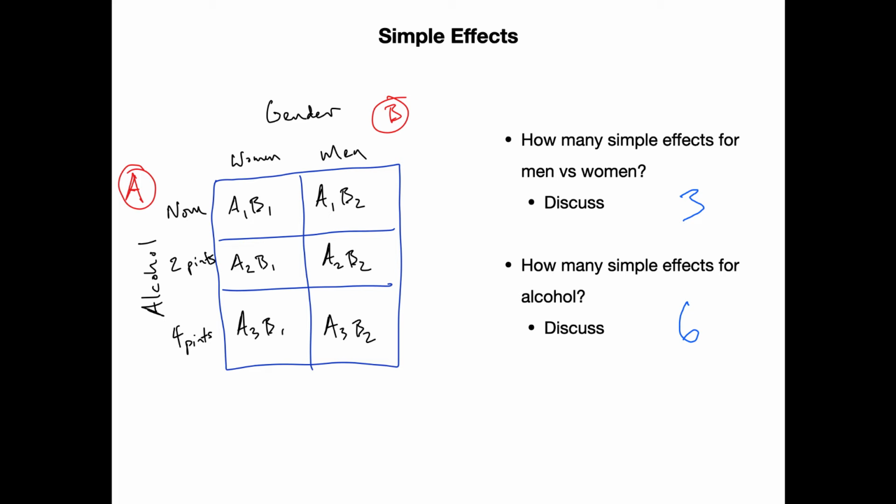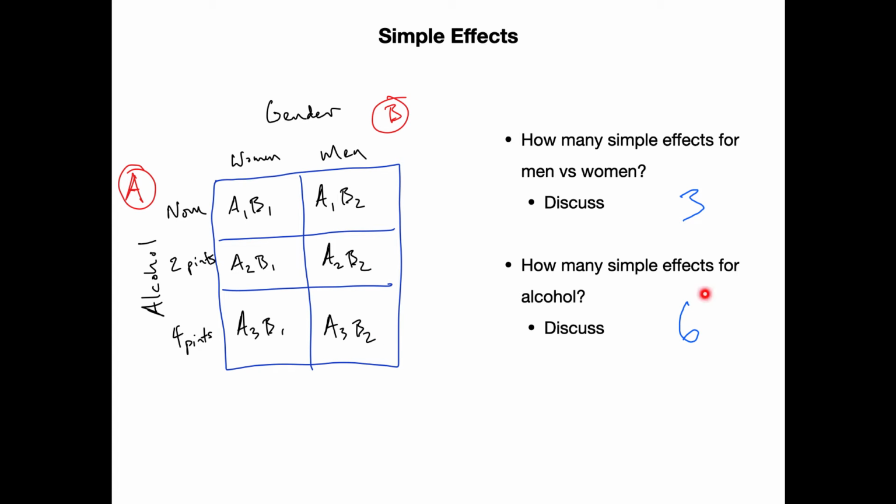So there are 3 simple effects, 3 contrasts of women versus men. Now there are 6 for alcohol. One of them is this one versus this one, none versus 2, none versus 4, and then 2 versus 4. And notice all of those are at a specific level of gender, because that's the definition of a simple effect. And then we have the same combination over here.